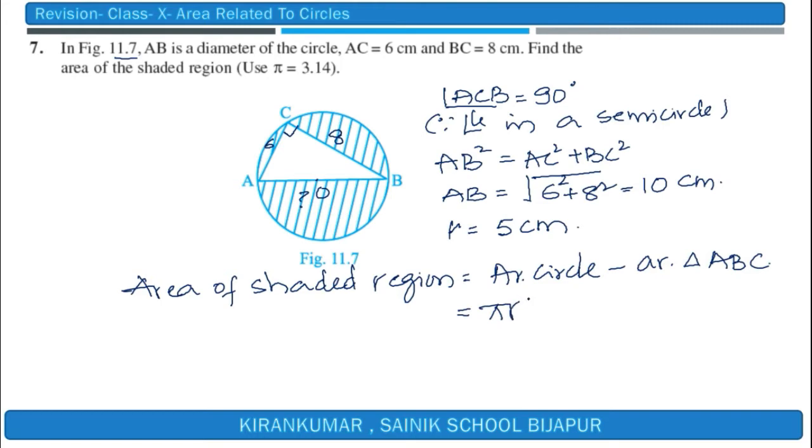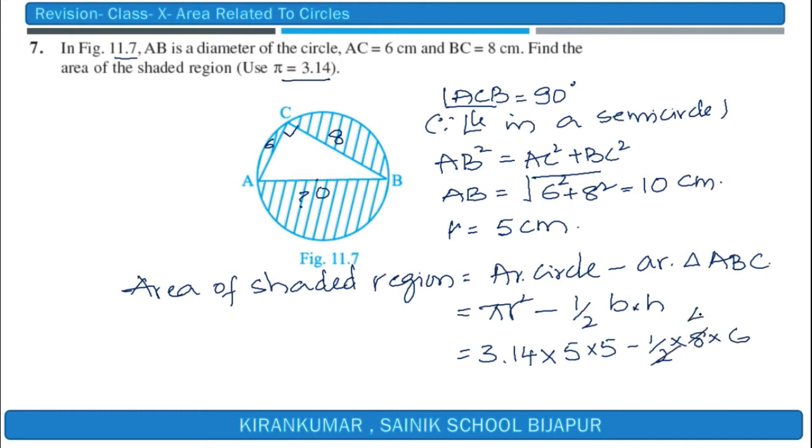Area of the circle is given by pi r square and the area of the triangle is half base into height. In a right angle triangle, if one of the sides other than the hypotenuse is the base, the one more side other than the hypotenuse will become the altitude. They have given use pi equal to 3.14, so take 3.14 times radius square, which is 5 into 5, minus half into base into height, 4 times, so we get 78.5 minus 24, which is 54.5 centimeter square.